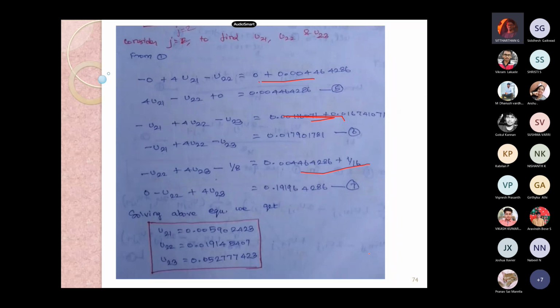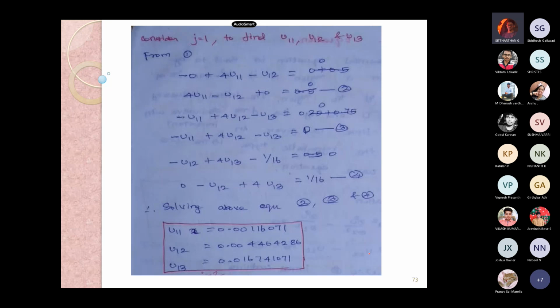Excuse me, sir. I'm getting u11 as 0.00111607. Yes, for you, for Vignesh, for Siddharthan. Sir, I'm getting u11 as 0.00111607. No, still, I think there is an issue with the coefficient.